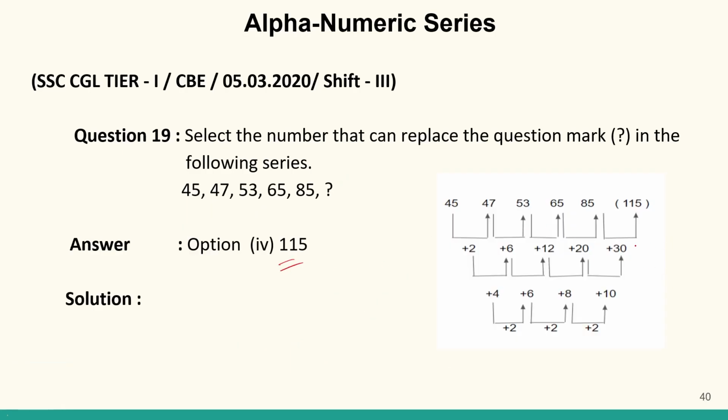Here is the chart. Addition of 2, addition of 6, 12, 20, and then 30. So this had a difference of 4, this had a difference of 6, this had a difference of 8, and this had a difference of 10. Similarly, these had a difference of 2, 2, and 2. So when we break it down into the simplest form, it becomes easier to understand the logic.